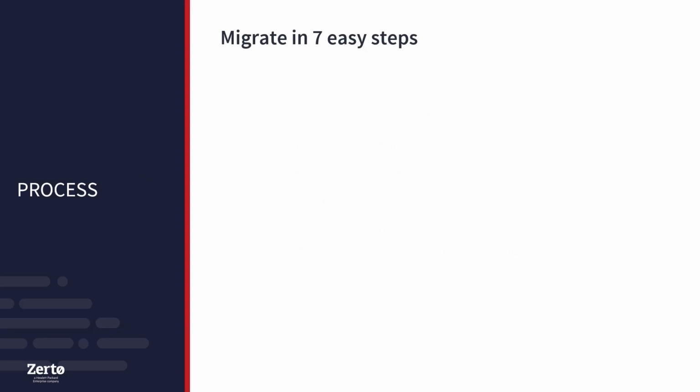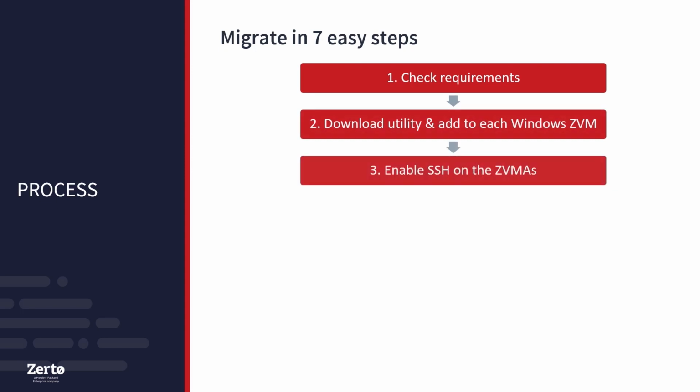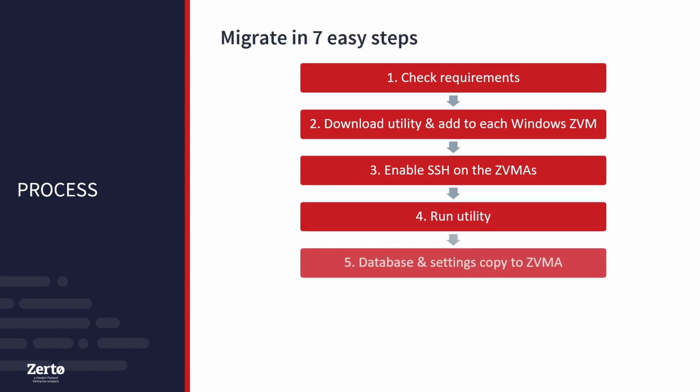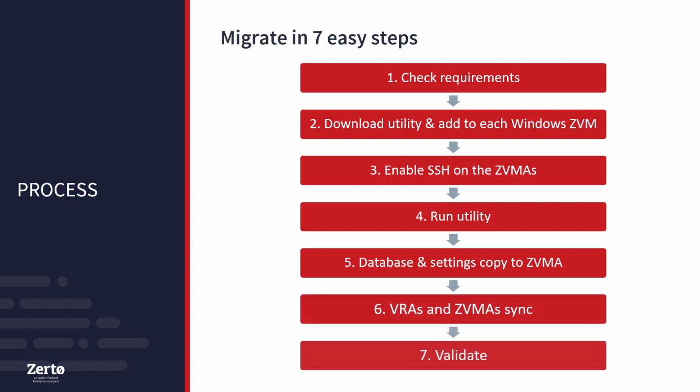You will be able to migrate in 7 easy steps. After you have checked the requirements, start by downloading the utility from MyZerto and adding it to each Windows ZVM. Then enable SSH on the ZVMAs, and run the utility. It will take a few moments for the database and settings to copy to the ZVMA, including assigning the old Windows ZVM IP address to the new ZVM appliance. Next, the VRAs and ZVMAs will re-establish communication and synchronize with each other. VRAs do not need to be reinstalled or reconfigured as part of the migration. You are finished when you have validated the successful migration.